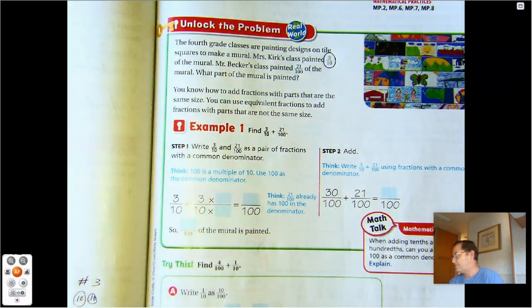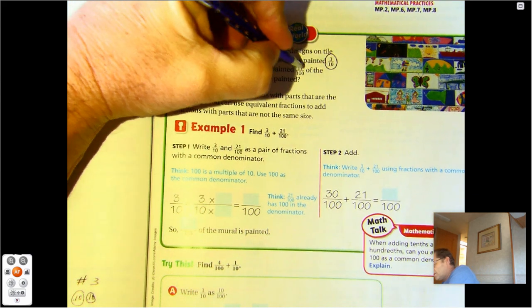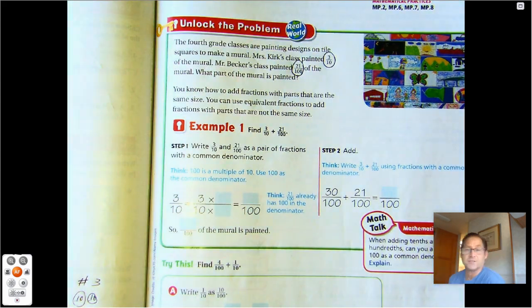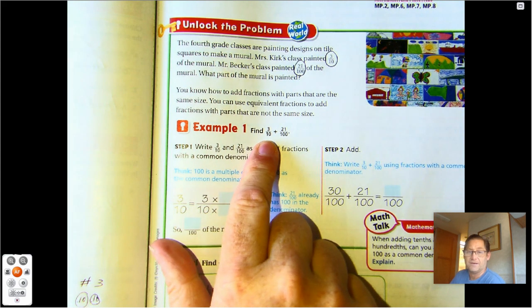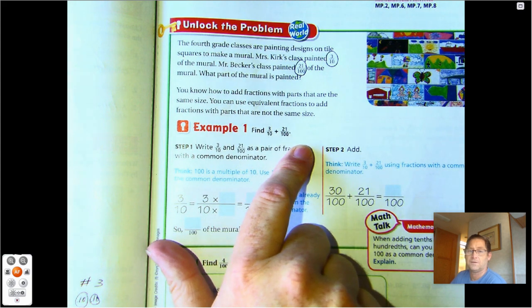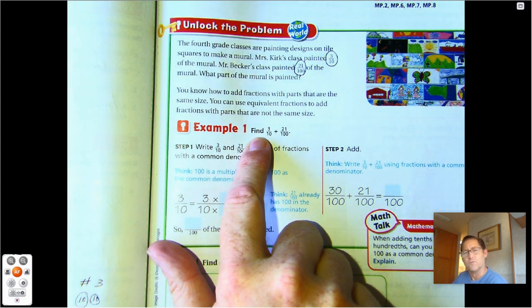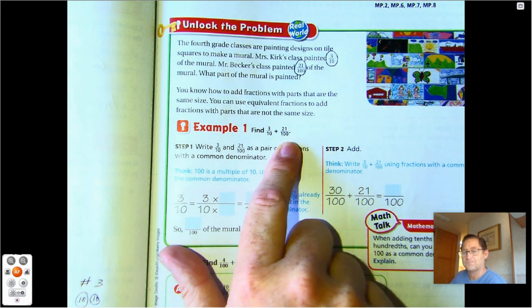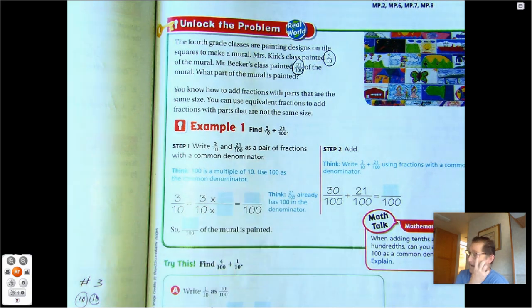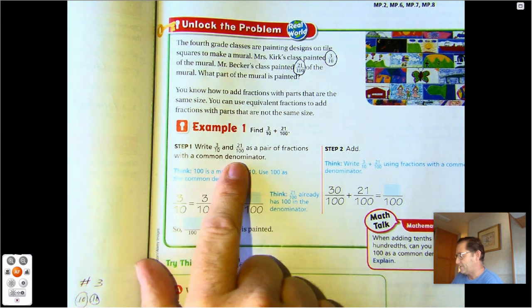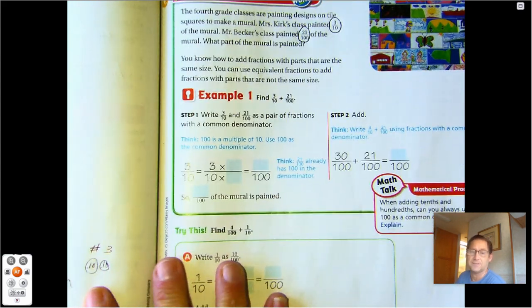So we need the 3/10 that Mrs. Kirk's class painted. We need the 21/100ths of the mural that Mr. Becker's class painted. So we know how to add fractions with parts that are the same size. We can use equivalent fractions to add fractions with parts that are not the same size. So I just can't start here and say, okay, we have 3/10ths and 21/100ths. They're different sizes, right? One is in 10th size pieces and one's in 100th size pieces. So we have to make them the same. So we're going to write 3/10ths and 21/100ths as a pair of fractions with a common denominator.